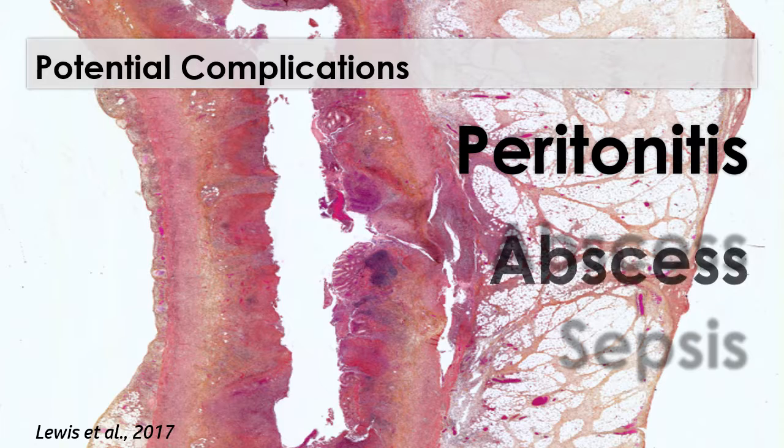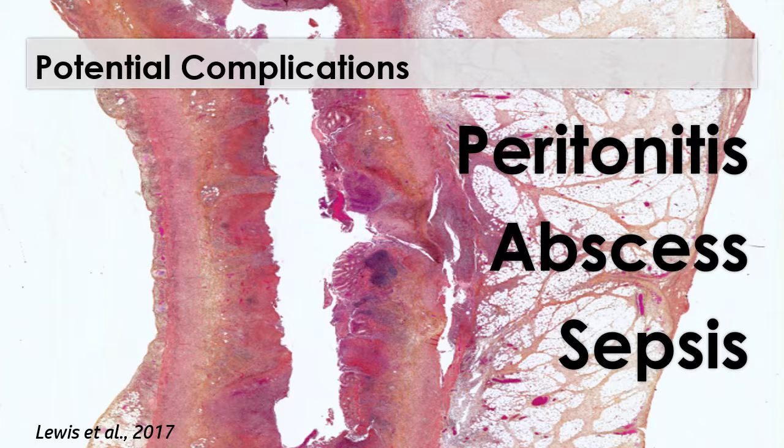Potential complications of appendicitis include peritonitis, abscess, and sepsis. The most critical step in preventing these complications is preventing the appendix from rupturing in the first place. A ruptured appendix will release pus and bacteria into the abdominal cavity, and the resulting infection can be fatal. To prevent appendix rupture, a patient with appendicitis needs to be diagnosed and treated quickly.